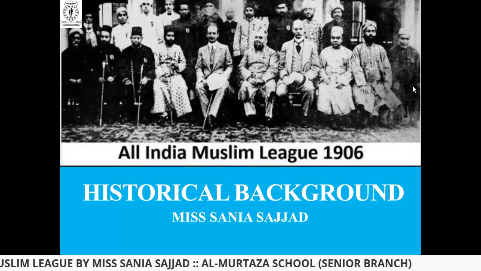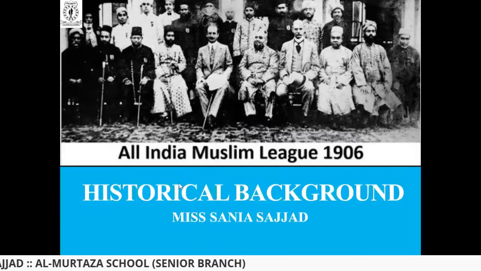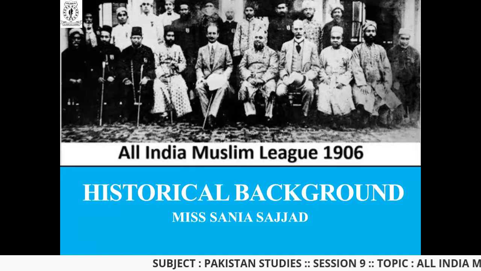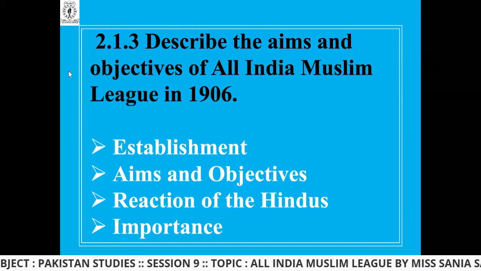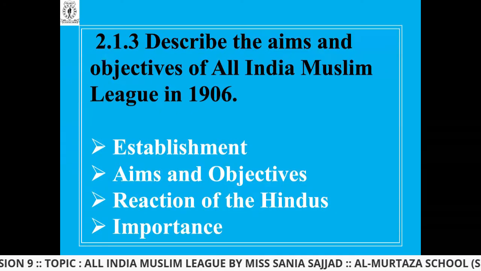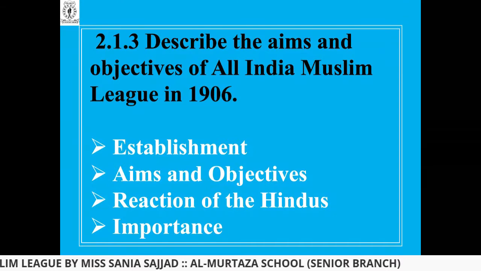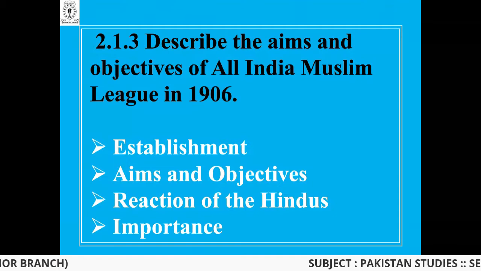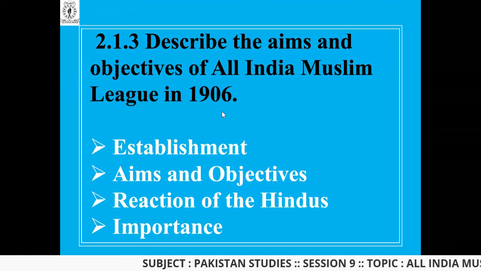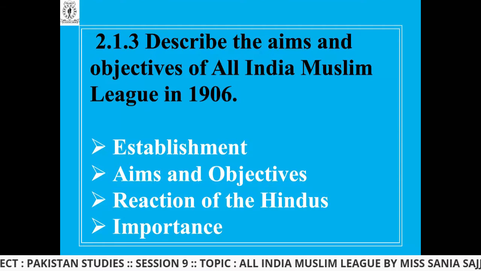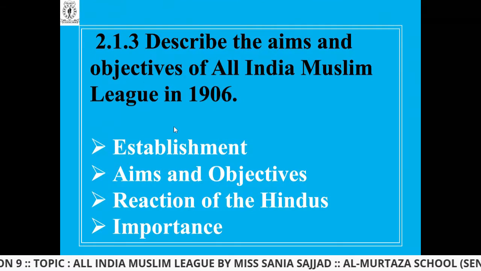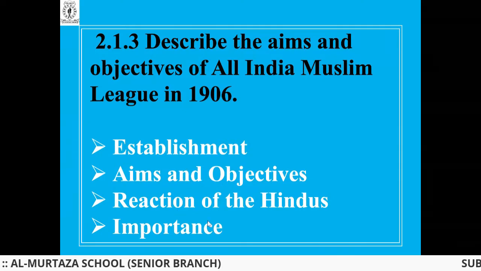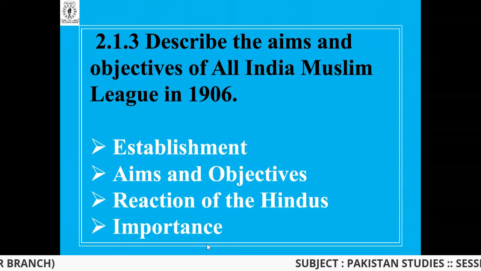All Indian Muslim League 1906 falls under the heading of historical background, and there are multiple things which we have already discussed in historical background. SLO number 2.1.3 says: describe the aims and objectives of All Indian Muslim League in 1906. We have to tell about the objectives which were explained in 1906. We will talk about four things in this SLO. First, establishment, that is how it was established; second, the names and objectives of the All Indian Muslim League; then the reaction of Hindus; and then the importance of All Indian Muslim League.